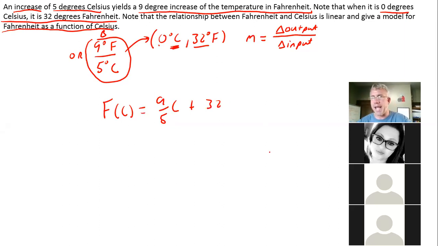And that's your part A, right, for the homework, is extract the rate information and extract the vertical intercept information from the paragraph and put the model together. Is that okay? Yes.